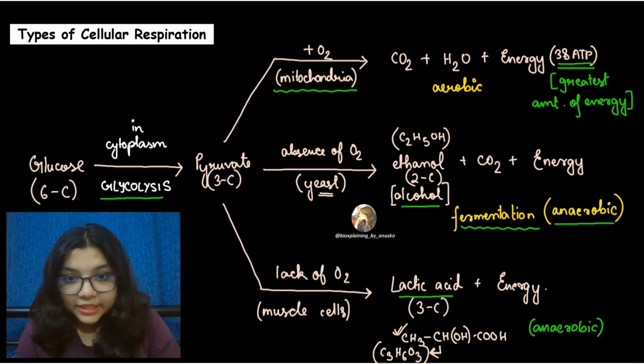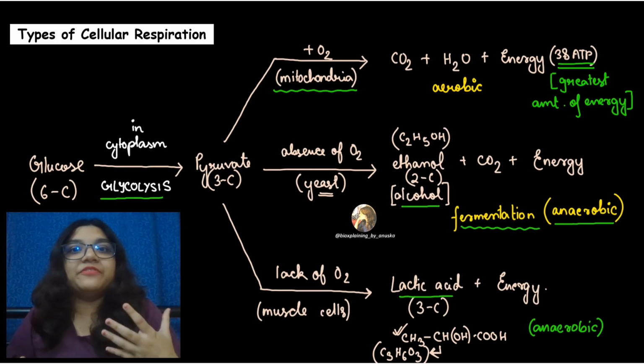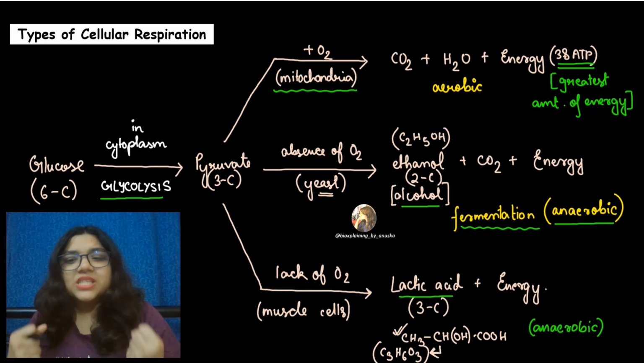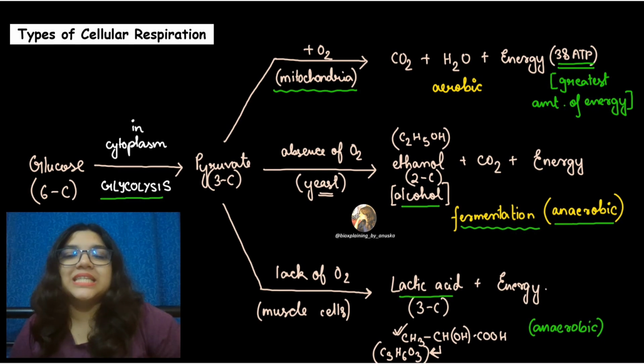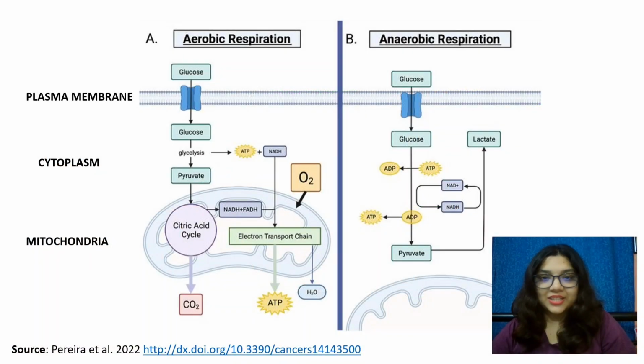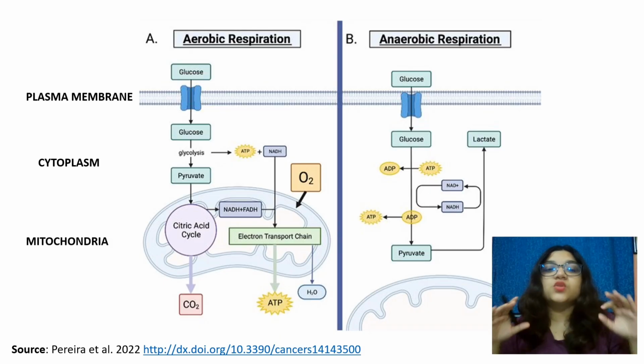The third type is again in the absence of oxygen, say when you are doing very heavy physical exercise, running or cycling for a long time, you experience muscle cramps and fatigue in the muscles. Why so? Just look at this overall idea. Left panel is aerobic respiration, right panel shows anaerobic respiration. In both aerobic and anaerobic, the common part is glycolysis. In the cytoplasm, glycolysis will occur and pyruvate will be produced.